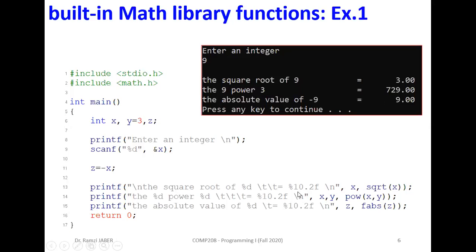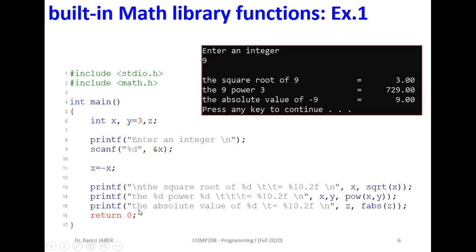So the same 10.2, 2 decimal places, 10 spaces, and fill from right to left. 1, 2, 3, 4, 5, 6. We have here 4 spaces. Okay, so pow(x, y).